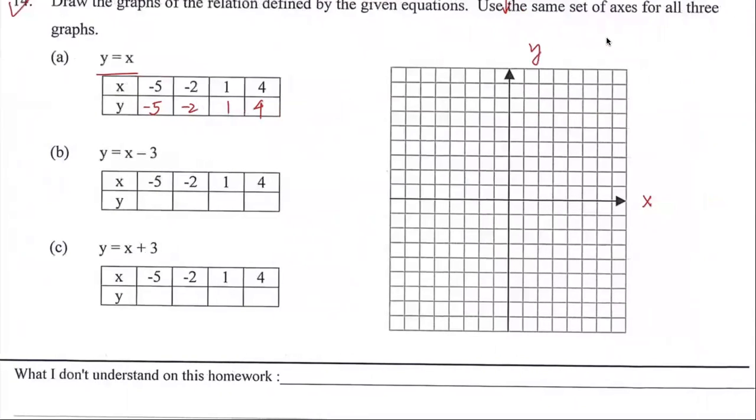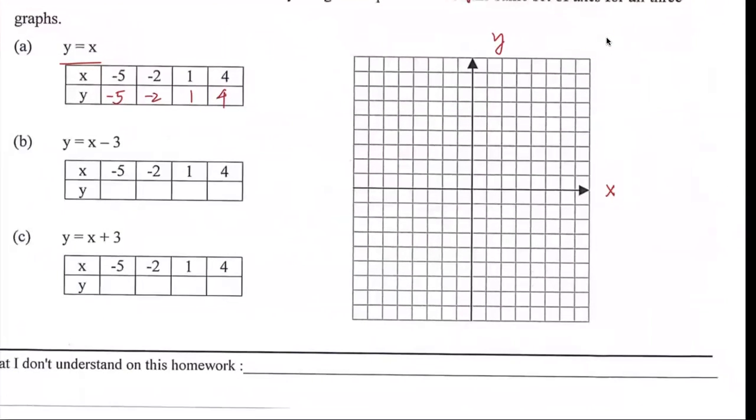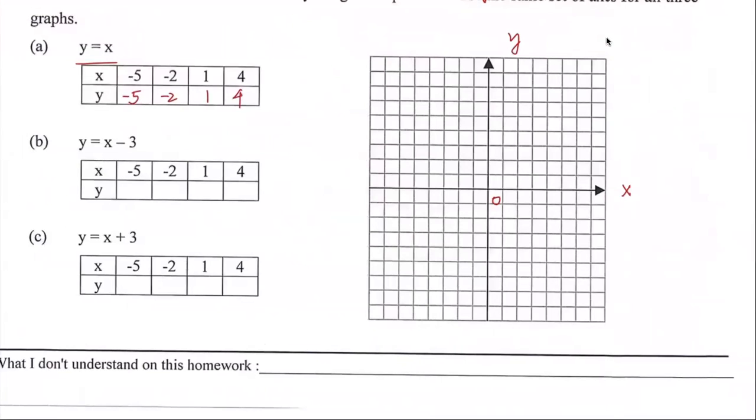We actually don't need to plot 4 points because, like I said, any 2 points determine the straight line. So we can just do 2 points. Let's do (-5, -5) and (4, 4), just for fun. So x minus 5: 1, 2, 3, 4, 5, 1, 2, 3, 4, 5. It should be this point. And (4, 4): 1, 2, 3, 4, 1, 2, 3, 4. The second point is there. So let's join these two points.